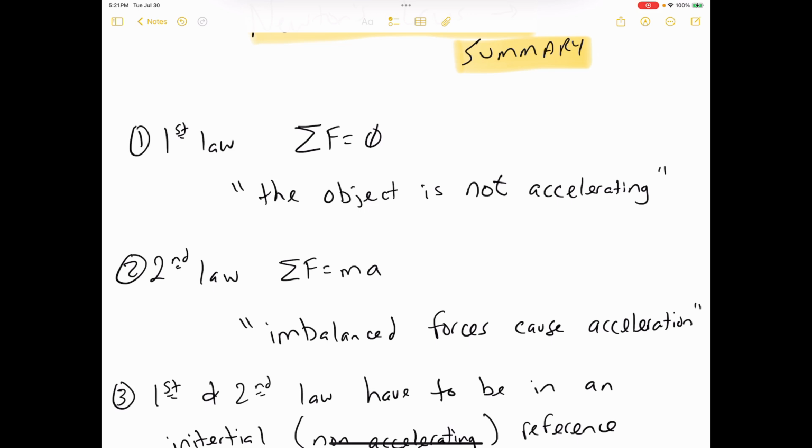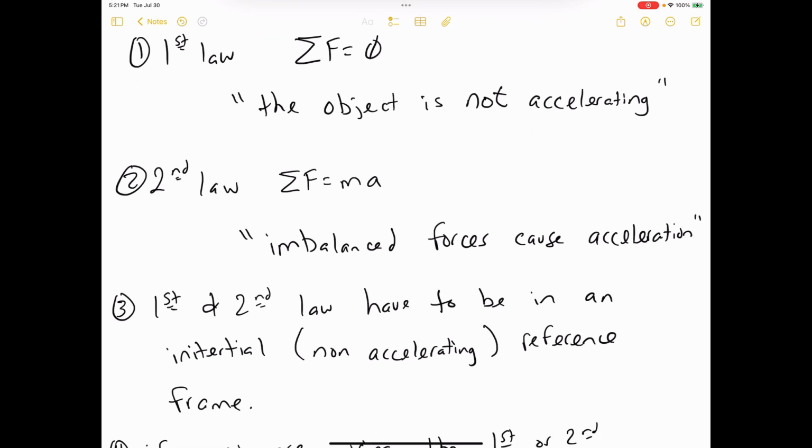Okay? So you may wonder, does it mean it's not moving? No, it can still be moving. The object can still have a velocity, but it just can't be accelerating. So again, if the forces are, let's call it balanced, and therefore their sum is zero, the object is not accelerating. So that's the first law.